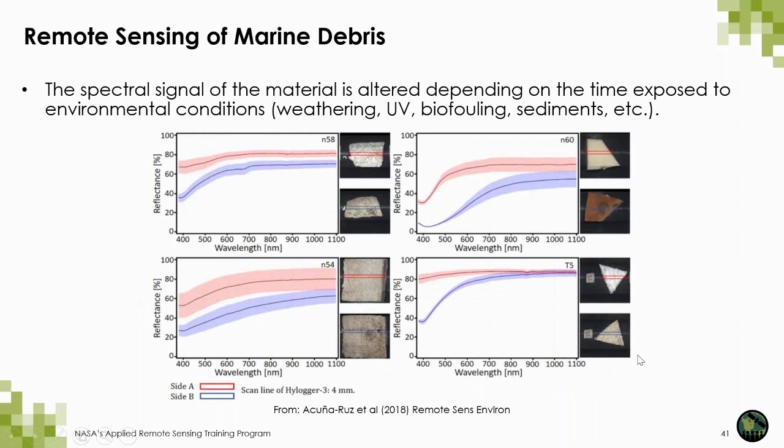And here's more data from Acuña Ruz, where they show that it actually depends on how you collect a spectral signal. It's very important to consider, particularly if you're doing it in situ, whether you're collecting it from the upper surface or the bottom surface of any material. And this is what they show here, how it varies depending on whether you're using the bottom surface or the upper surface, or in this case, different types of styrofoams. So something to keep in mind, particularly when collecting in situ data for these purposes.